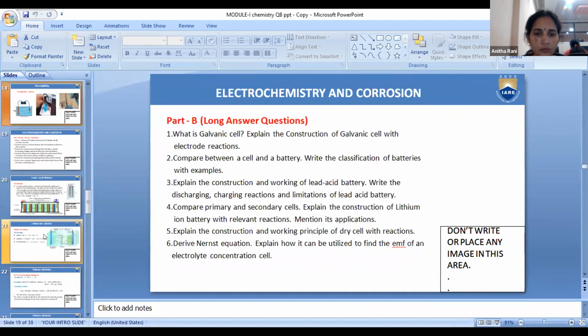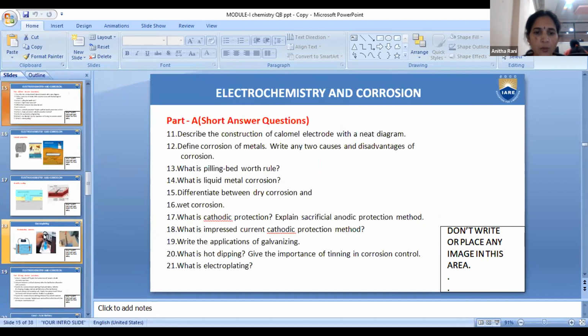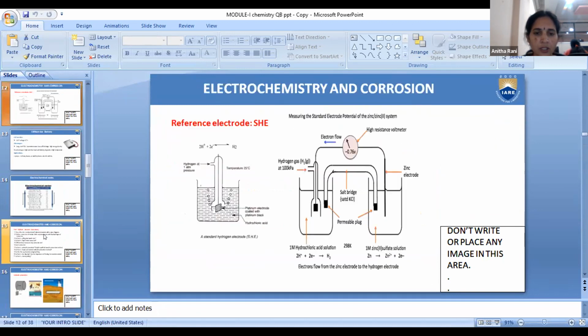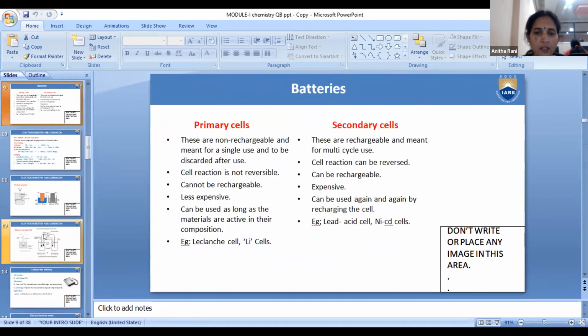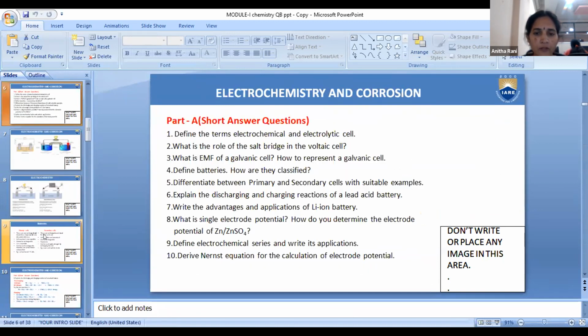Okay. Once you see that representation of a galvanic cell, you have to write anode, electrode, electrolyte, cathode electrolyte, electrode, and those two are connected with a salt bridge, with a double vertical line.